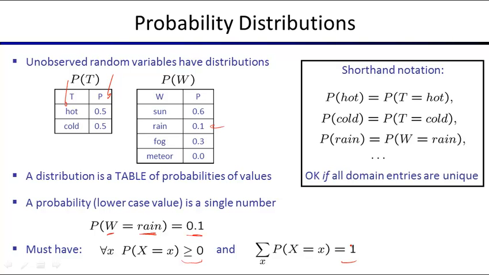Shorthand notation. On the right hand here, you have the long version: P(T = hot), P(T = cold), P(W = rain), and so forth. If the values in the domains of your random variables are all distinct, you can abbreviate that and leave out the random variable you're talking about, because you know that hot only appears in the domain of the variable T. And so when you say P(hot), you know that means probability of T being hot.